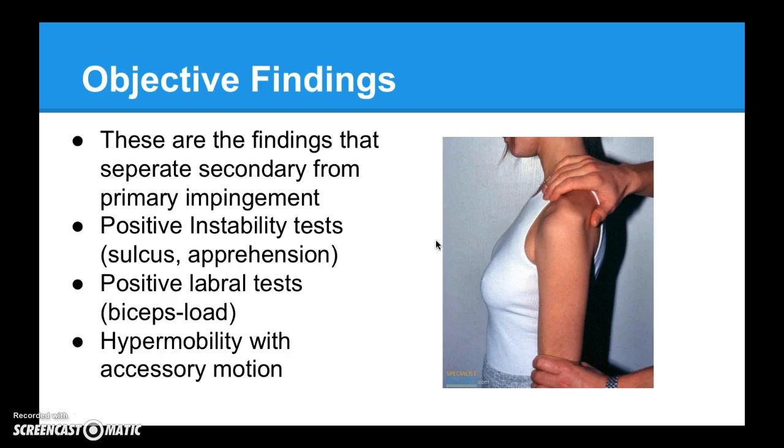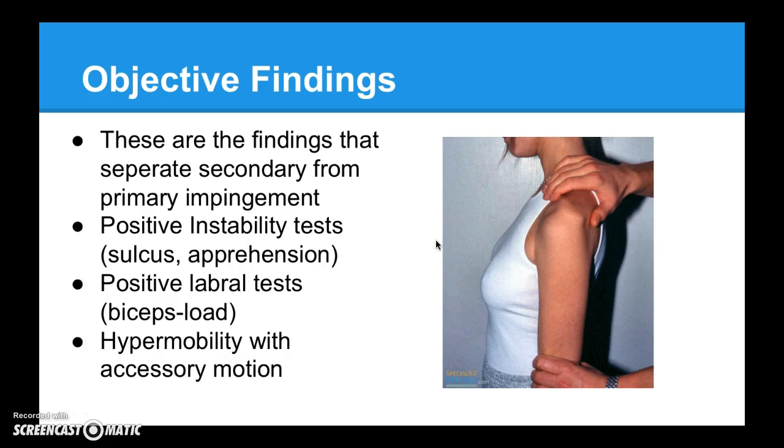However, the next three findings are specific to secondary impingement, setting it apart from other shoulder pathologies, especially from primary impingement. You will likely find that your patient has one or all of the tests listed on this slide positive: instability tests, labral tests, and hypermobility with accessory motion. This should make sense to you when you consider the definition given earlier for secondary impingement.